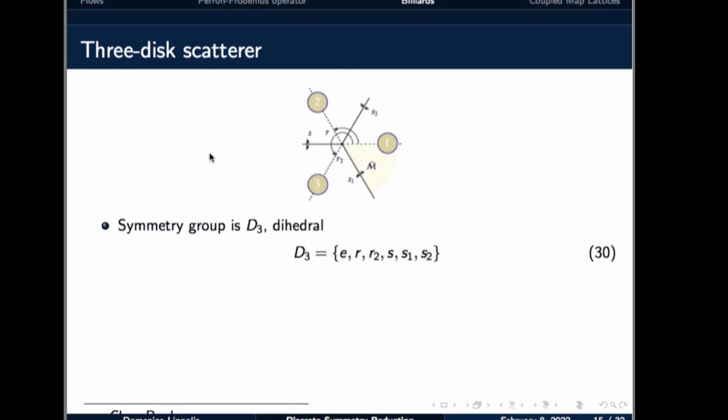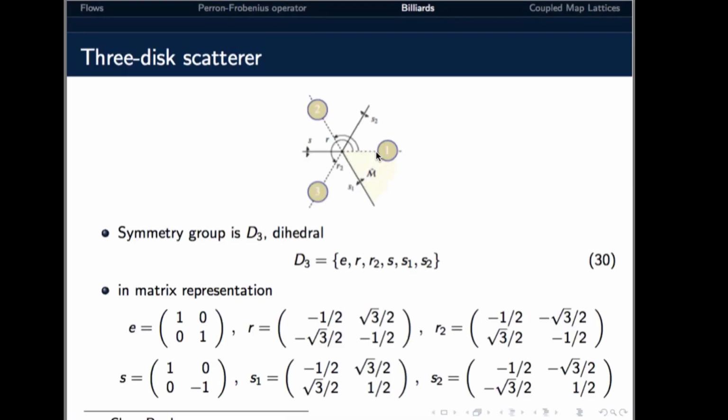And so this one is formed by 3 scatterers, right? And they are located at the vertices of an equilateral triangle, right? And the symmetry group in this case is the dihedral group. So dihedral group means that it's got, let's say, six elements. One is the identity, and R and R2 are rotations of 2 pi over 3 and 4 pi over 3, or 2 pi over 3 and minus 2 pi over 3, depending on how you see it.